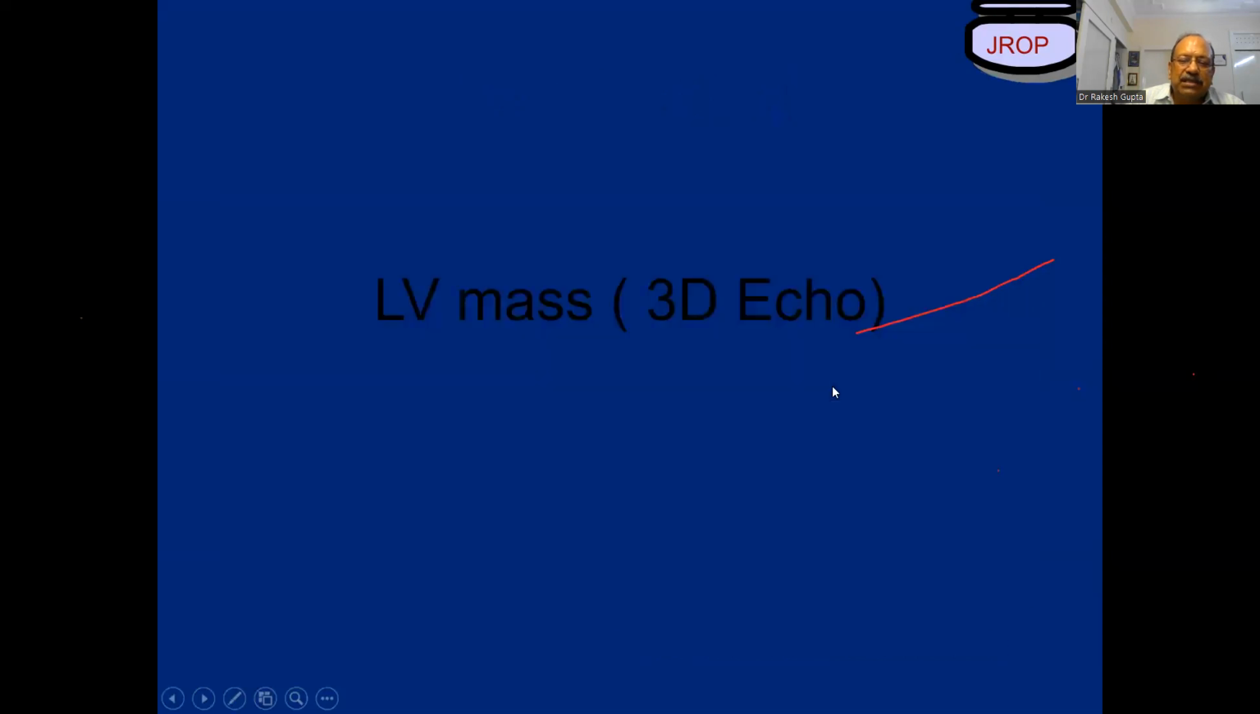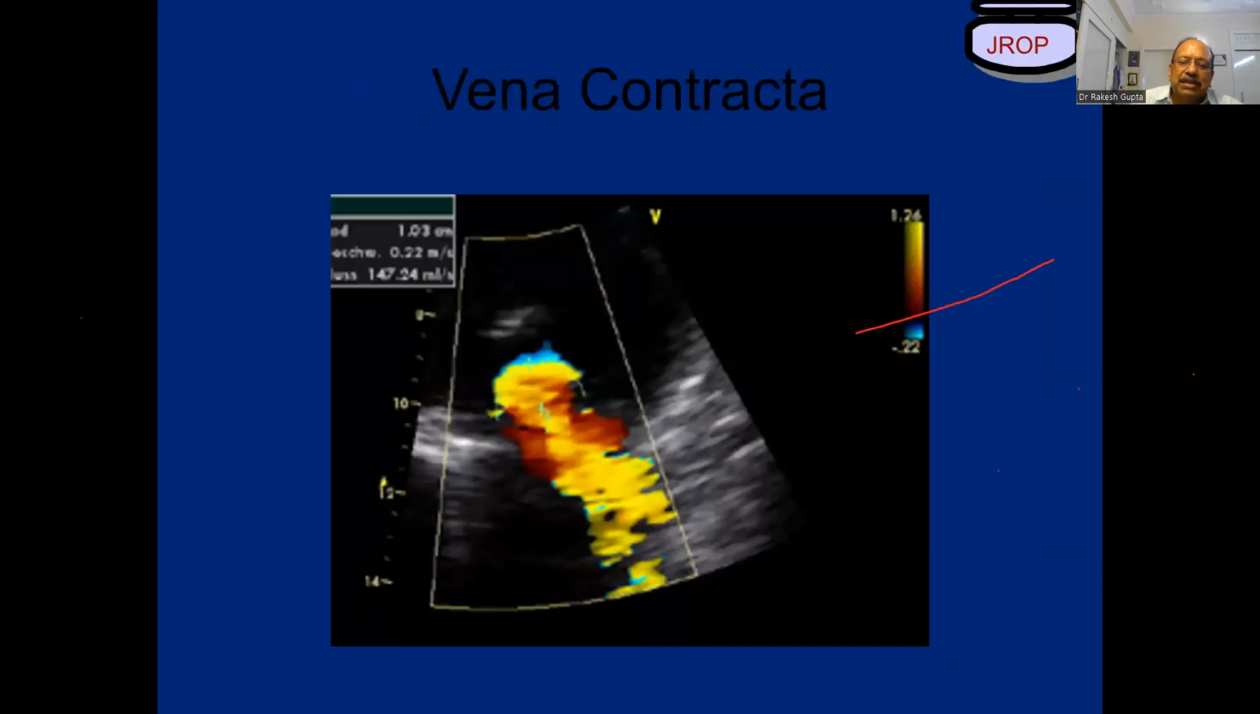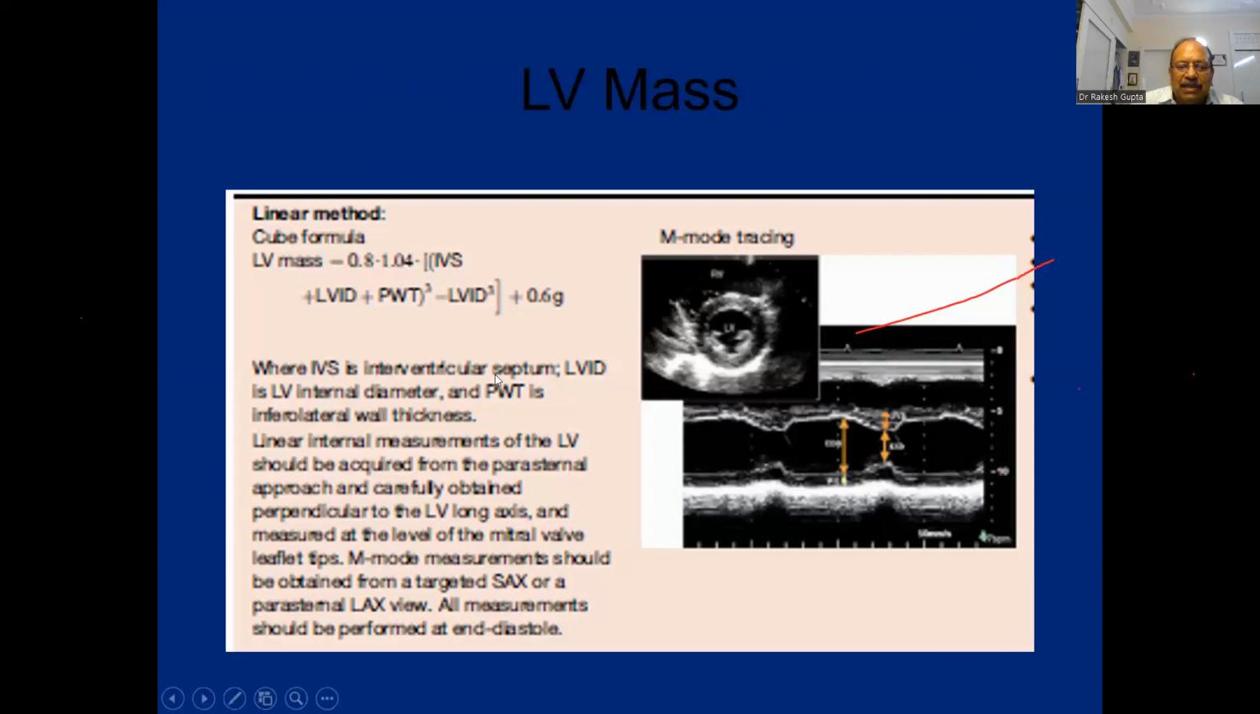Here is LV mass. The LV mass is calculated by two methods in day-to-day practice at your level. We go to parasternal short axis view at papillary muscle, do a cut section across it, then trace this LV from beginning of this interventricular septum, end of this interventricular septum, then left ventricular internal dimensions during diastole, then posterior wall dimension during diastole. Similarly, at the end of systole, we look at the interventricular septum during systole and the posterior wall during systole, and this gives you values of LV mass by two-dimensional echocardiography.